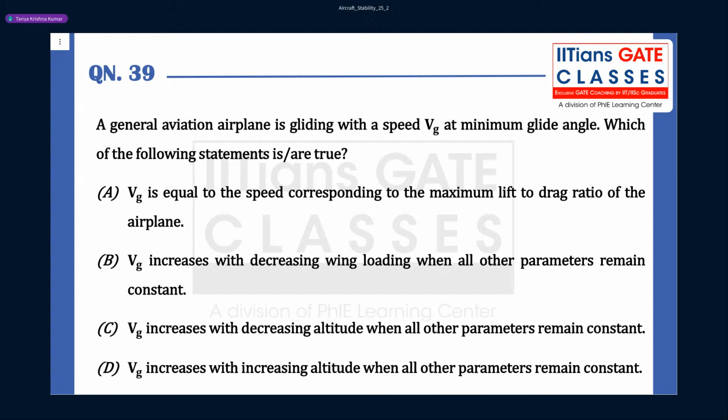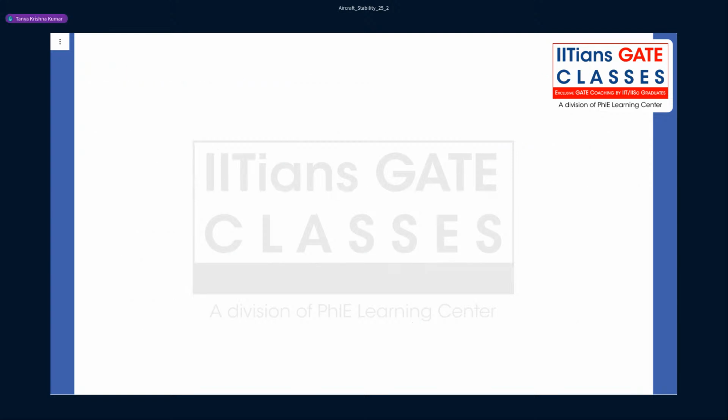Yes. A general aviation airplane is gliding with a speed Vg at minimum glide angle. Okay. The minimum glide angle is Vg. Which of the following statements are true? Now, let me just take a fresh sheet. Okay. So, what was your glide angle formula? Theta g was tan inverse of 1 by L by D. This was the formula that we're working with.